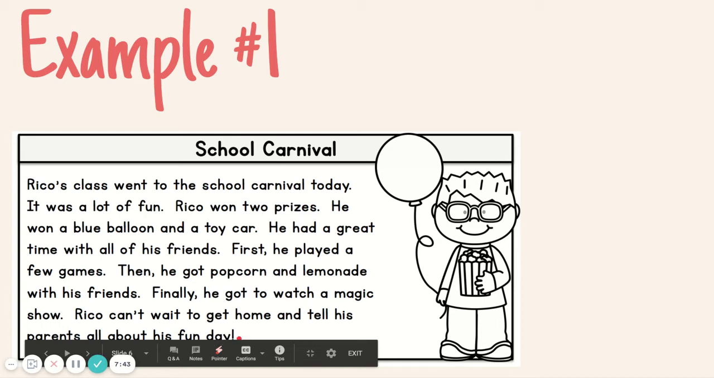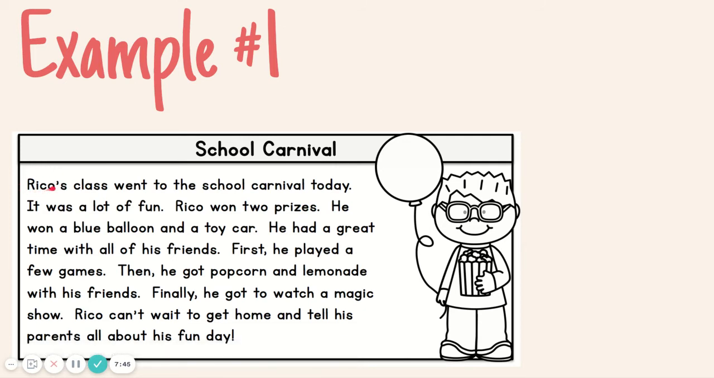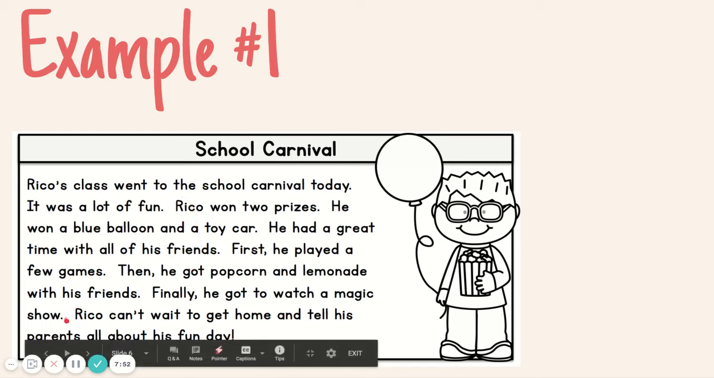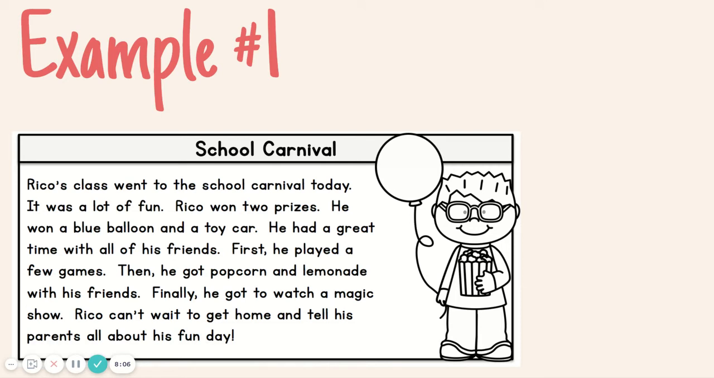So the first thing I noticed was at the beginning of this sentence and this sentence, and all the way down here, we see the name Rico. Rico is the main character in our story, and I wasn't seeing that he was telling the story to us. Somebody outside the story was telling the story, so that was an outside narrator.